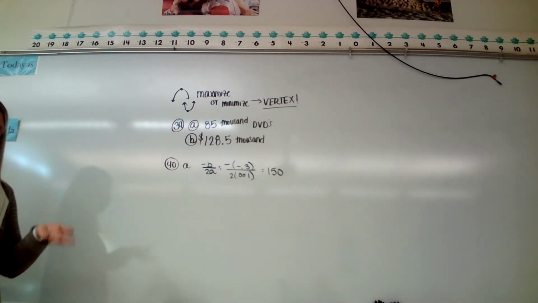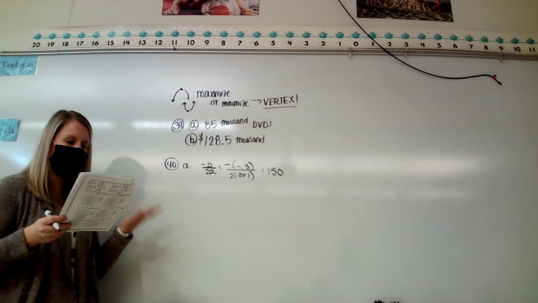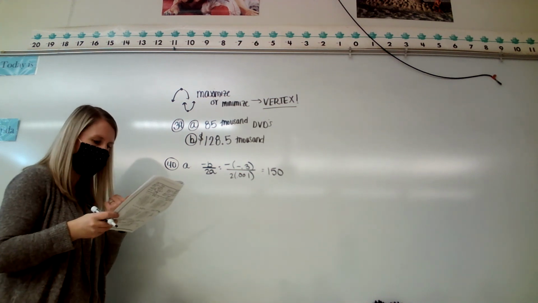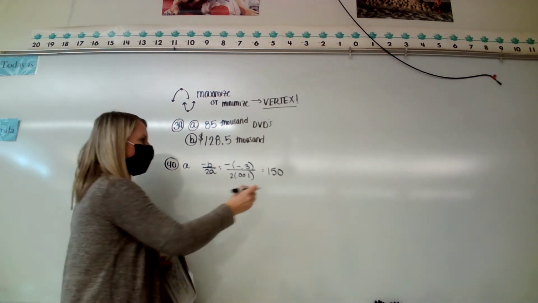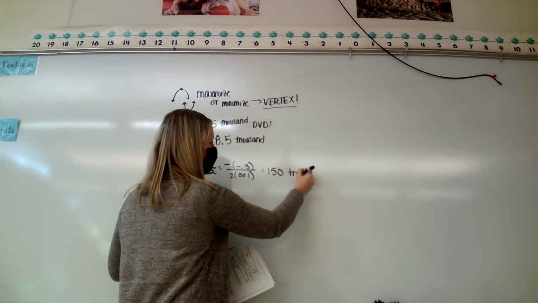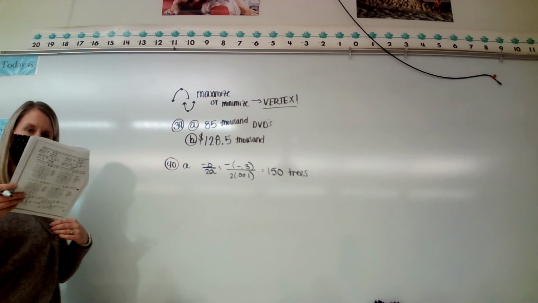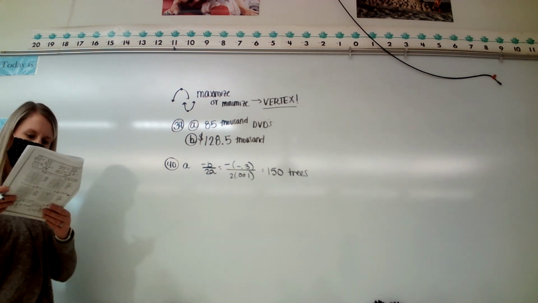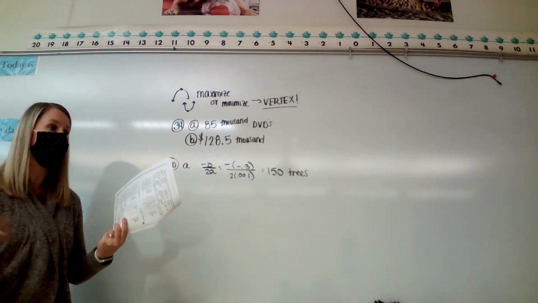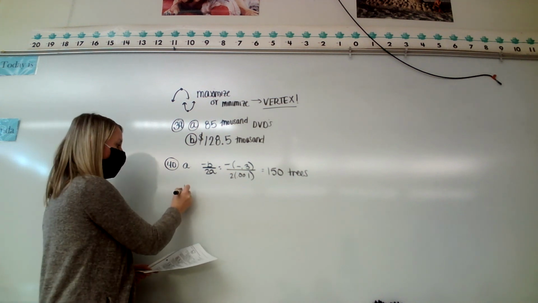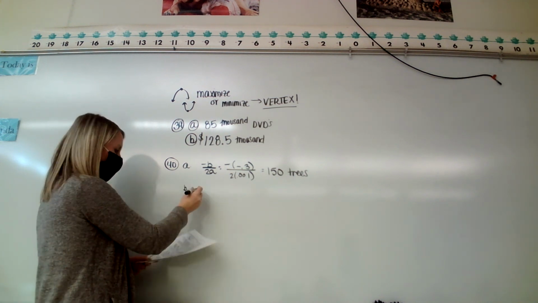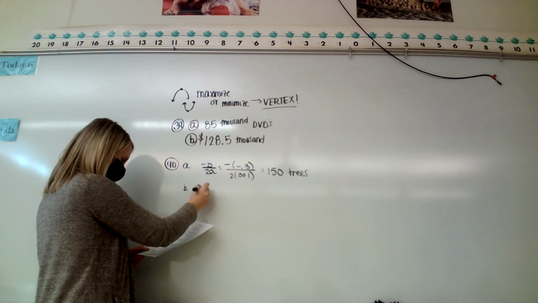Remember, that's representing the x of your vertex. When we think about our equation, it represents n, the number of trees. So that's 150 trees, and that minimizes the cost. What will the minimum cost per tree be? Well, at that spot, we can just plug the minimum number of trees into our original equation.